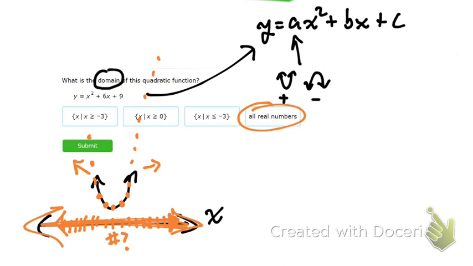The domain is the easiest part with quadratic functions, my students. The domain will always be all real numbers for quadratic functions because you can plug in any number you want into those x values. Well, any real number you want.